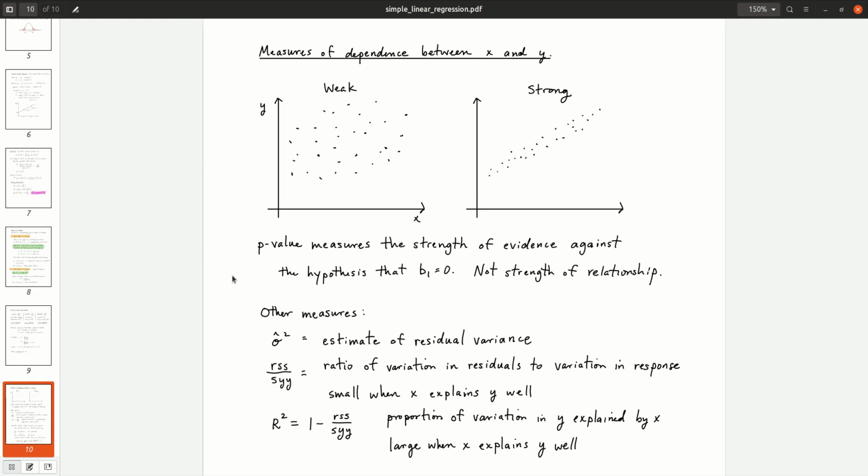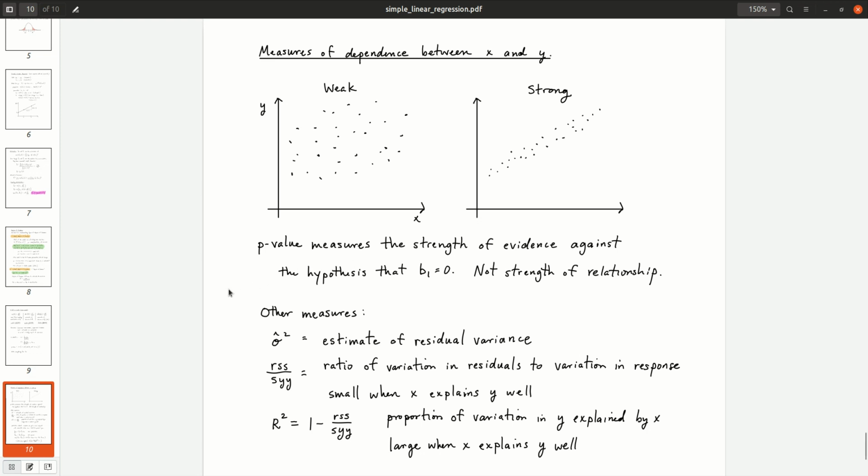Now, we know how to calculate p-values from the previous page, but one thing to remember is that the p-value is a measure of the strength of evidence against a hypothesis. So if our hypothesis is that there's no relationship, the p-value just measures how strong our evidence is against this hypothesis. The p-value is not a measure of the strength of the relationship. Some people will say that p-value is really more a measure of how much data you have. I'd say that it's a measure of how much data you have and whether or not the hypothesis is true or not.